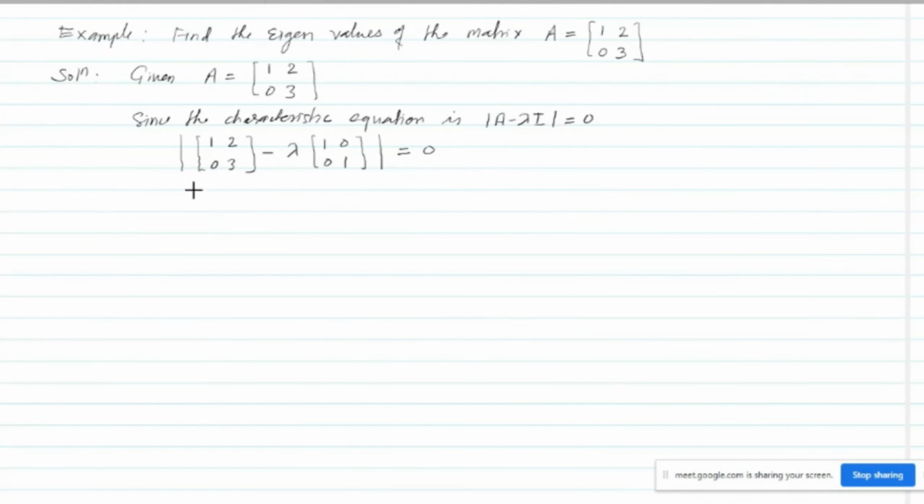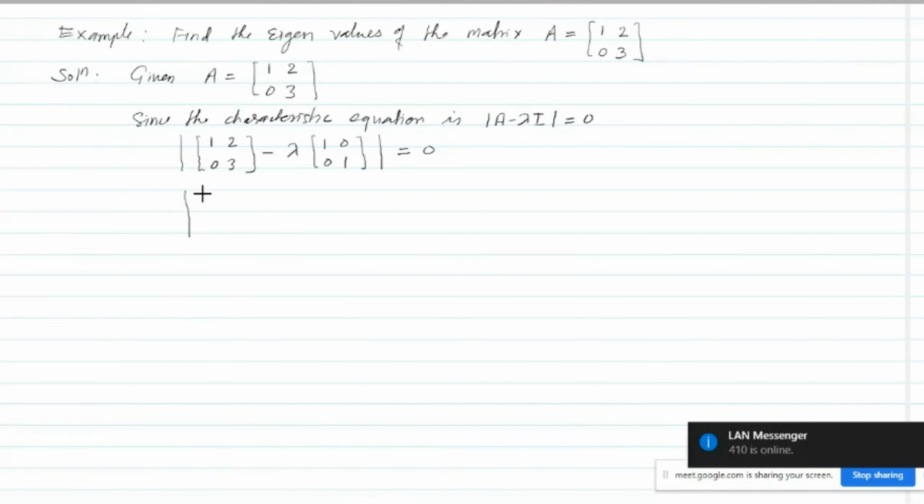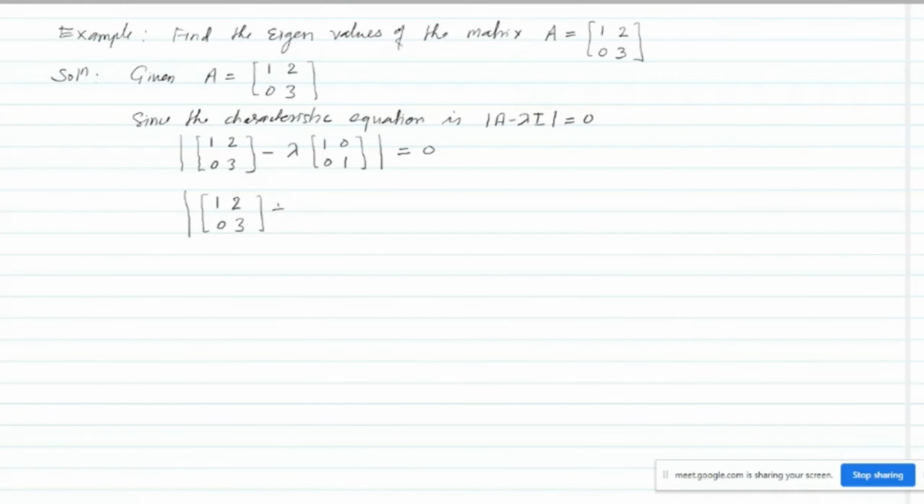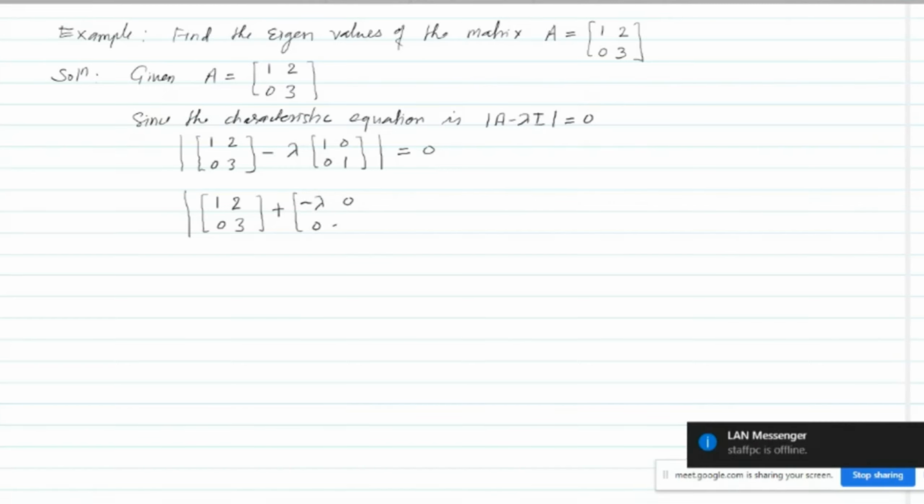0. Okay, let me give one more step. This is what we write here: 1, 2, 0, 3 as it is. I'll write down after multiplying here inside, with the minus sign. So it becomes minus lambda, and here 0. This is 0 minus lambda. Just write down determinant, this equal to 0.